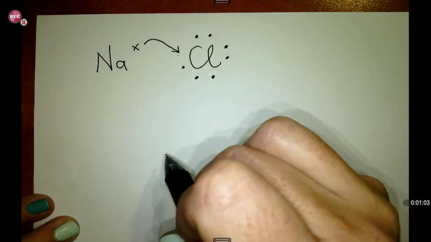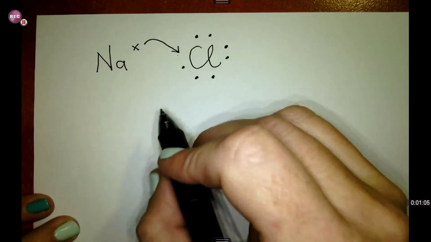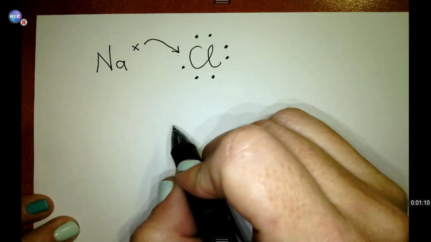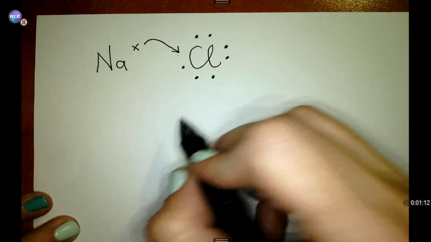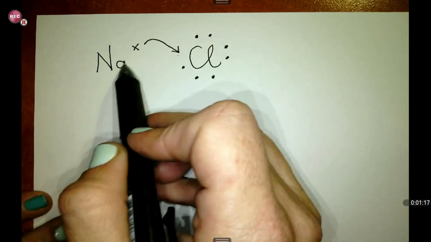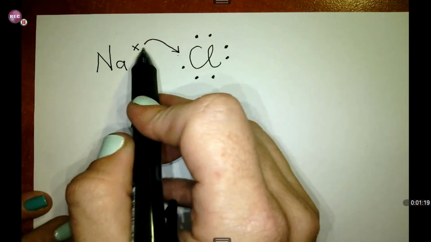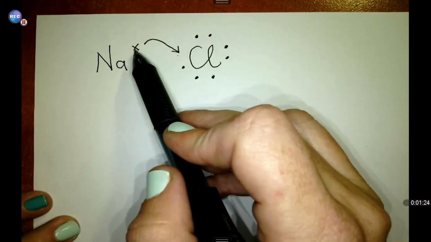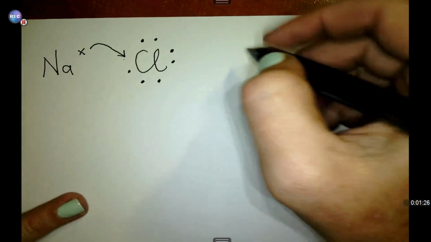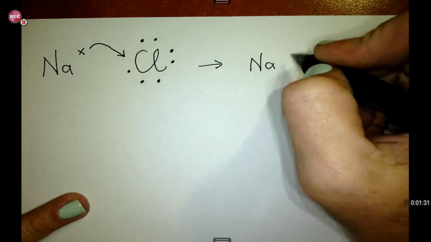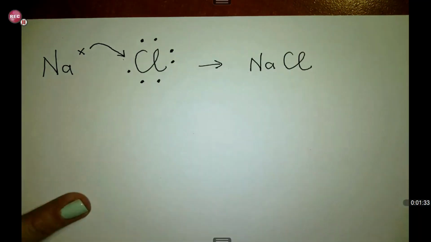If we remember, all atoms bond because they want 8 valence electrons in their outer shell. So sodium has donated its 1 electron. It can only donate 1. It only has 1. Chlorine has got space for that 1 electron, and so sodium chloride, when I write it, is simply 1 sodium atom and 1 chlorine atom.